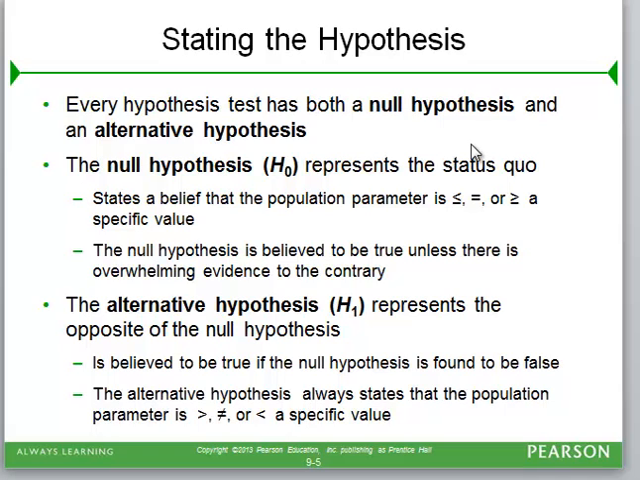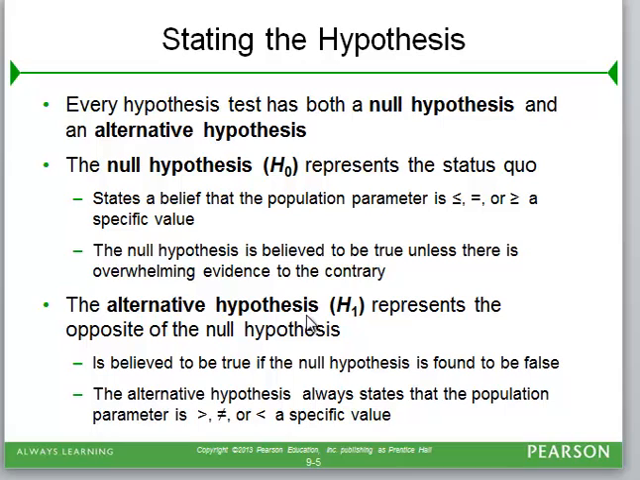The first step is to make a statement, that is, to make the hypothesis. Every hypothesis test has both a null hypothesis and an alternative hypothesis. The null hypothesis represents a status quo, and the alternative hypothesis represents the opposite of the null hypothesis. The null hypothesis states a belief that a population parameter is less than or equal, greater than or equal, or equal to a specific value. Remember, the equal sign is always part of the null hypothesis.